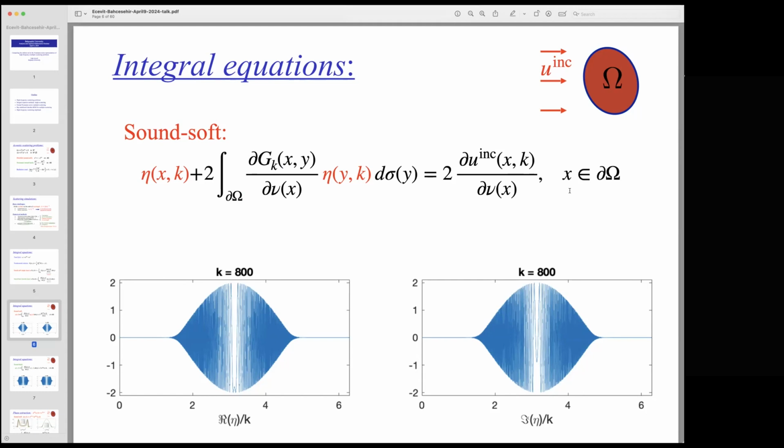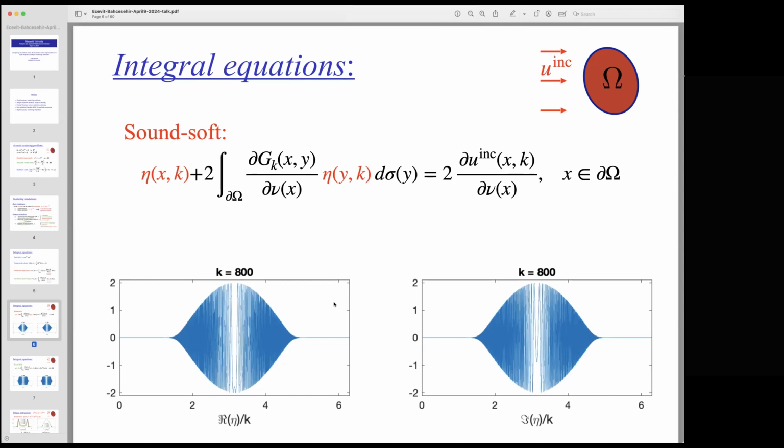And what I'm plotting here, there is an obstacle omega on top right. I'm going to assume that it is a unit circle, and I'm going to take an incident field coming in from the left as plotted in that figure. I solve this integral equation numerically, and see that the real part of eta modulated by k, as plotted on the left, is highly oscillatory. Similarly, the imaginary part behaves in a similar way.